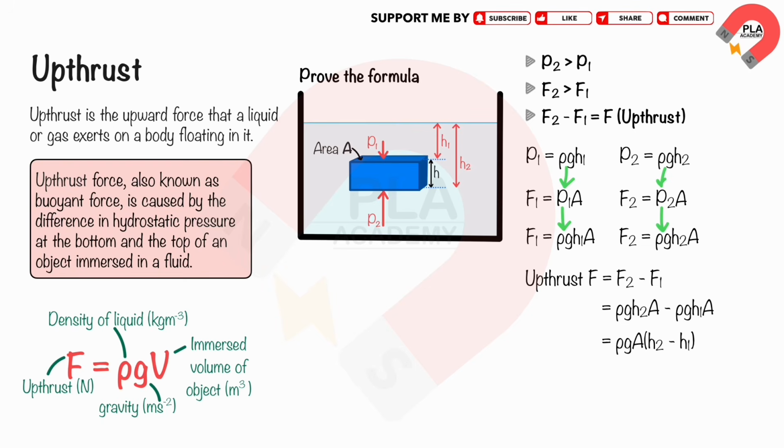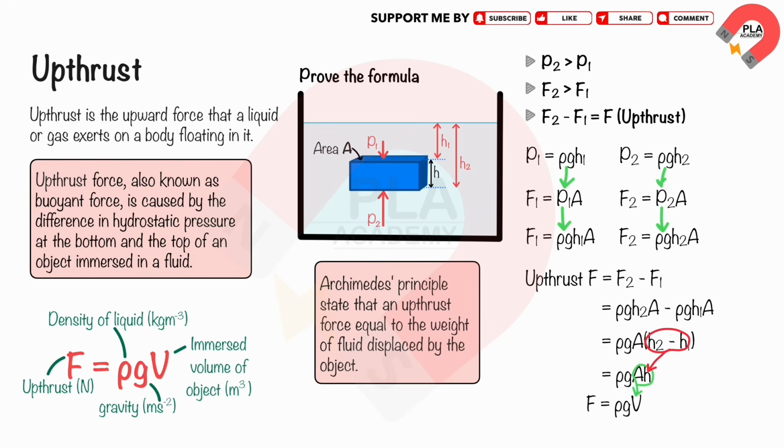Factoring rho G A like this. Substituting H2 minus H1 equals H, like this. And substituting A times H equals volume V, like this. So, F equals rho G V. Therefore, we can conclude the Archimedes principle: an upthrust force equal to the weight of fluid displaced by the object.